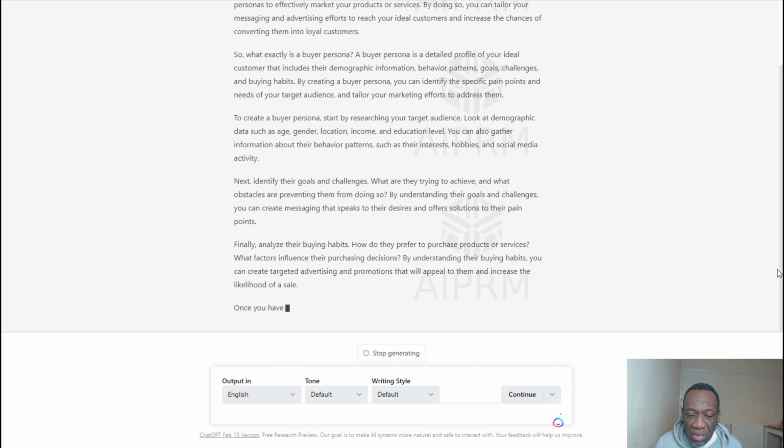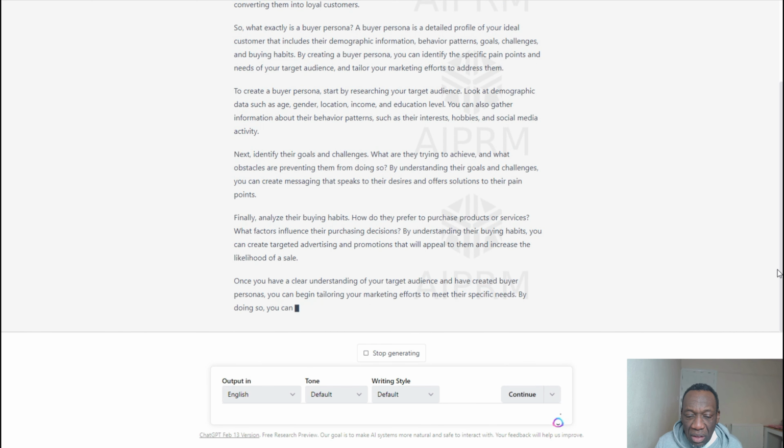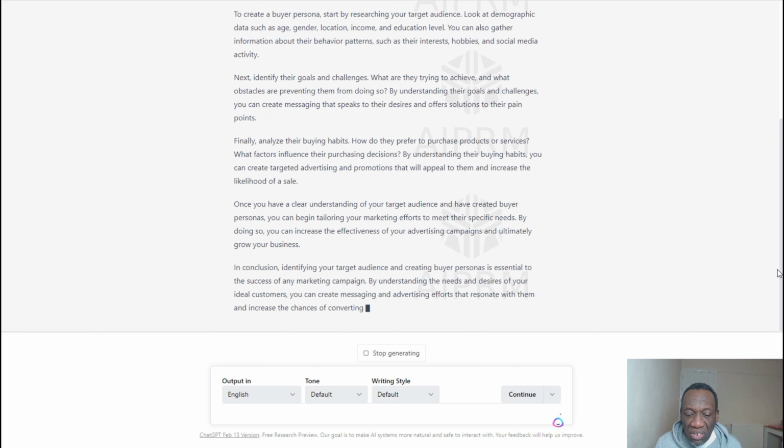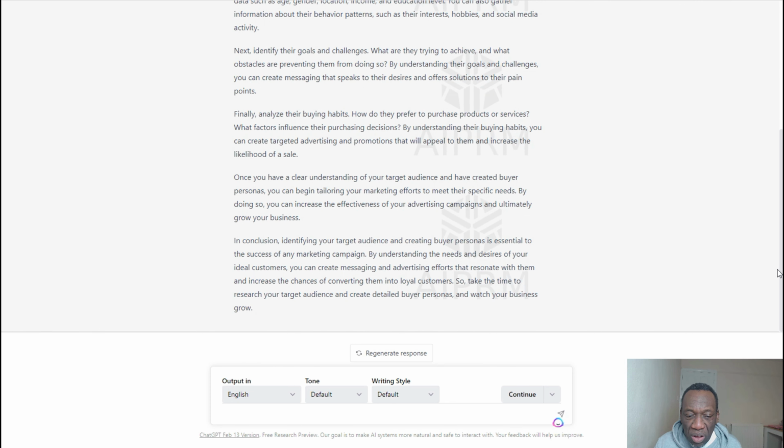Okay, it gives me this, right? With this, it's quite interesting because it gives me a list of different things to look out for. It says to me, next, identify their goals and challenges, what they are trying to achieve, and what obstacles are preventing them from doing so. By understanding their goals and challenges, you can create messaging that speaks to them. Finally, analyze their buying habits. So this is all very broad.